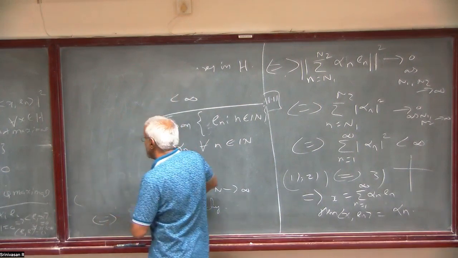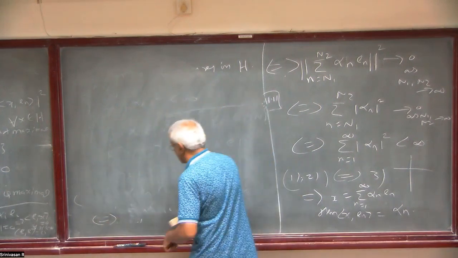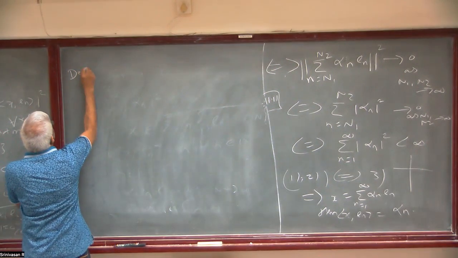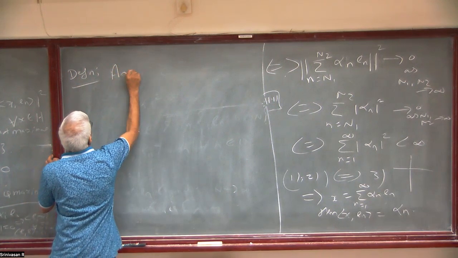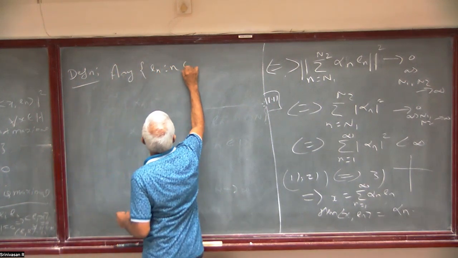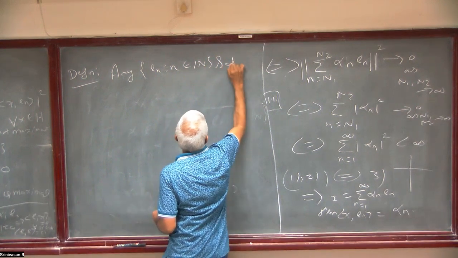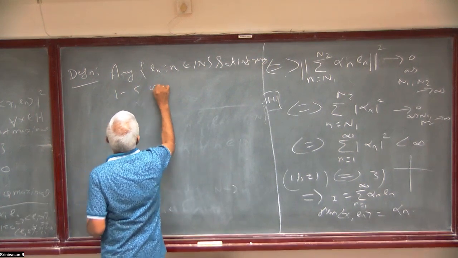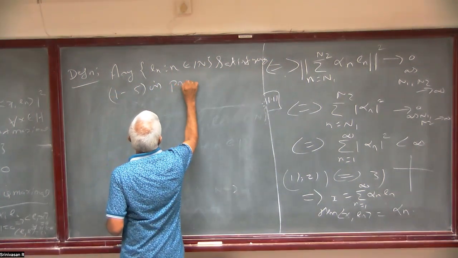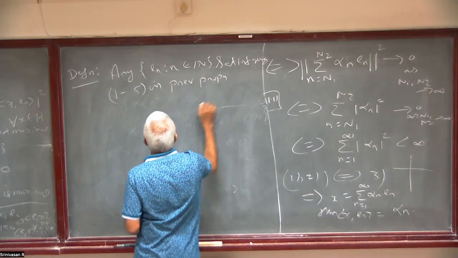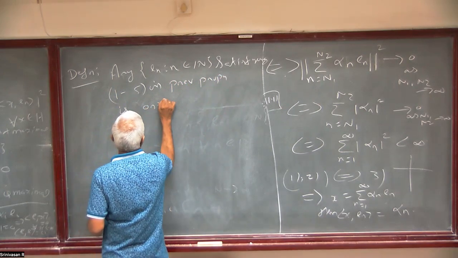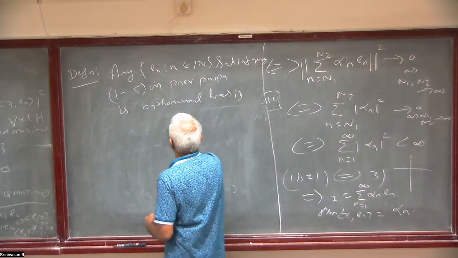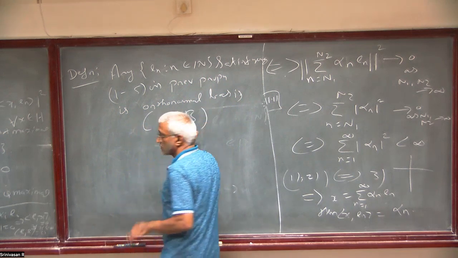This is the definition. Any En satisfying one of these conditions, 1 to 5 in the previous proposition, is called an orthonormal basis. We write it ONB, orthonormal basis.